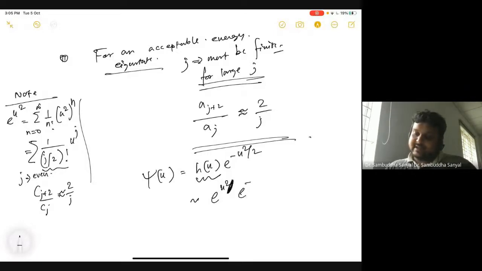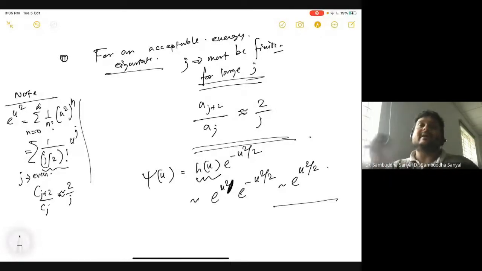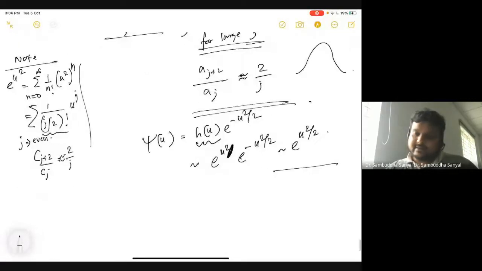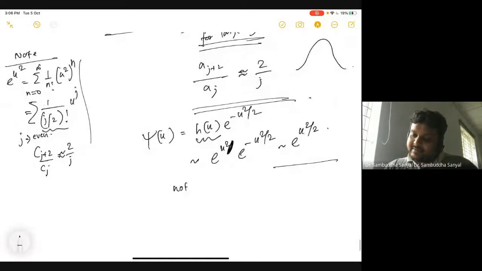And this part is minus u square by 2. So this whole thing is e to the power u square by 2. That is not an acceptable solution. We have argued it earlier, because we cannot have a solution which blows up. It has to be e to the power minus u square by 2, because then it goes to zero. And e to the power u square will blow up at infinity. That cannot happen. So this is not an acceptable solution.